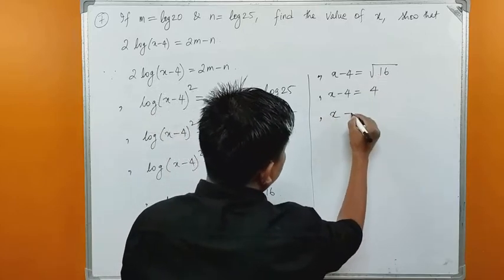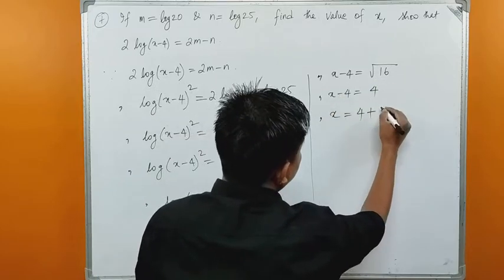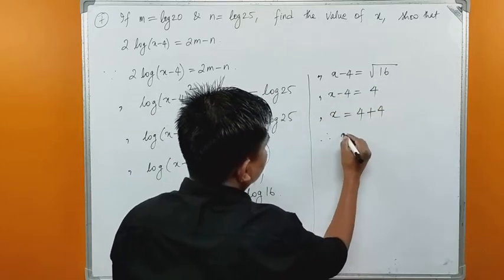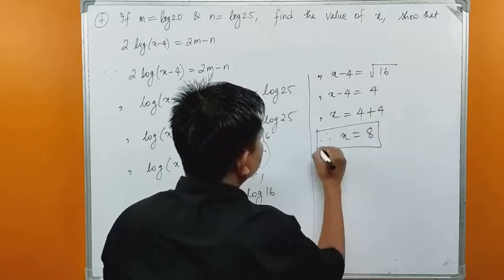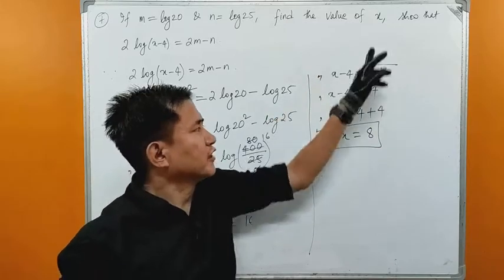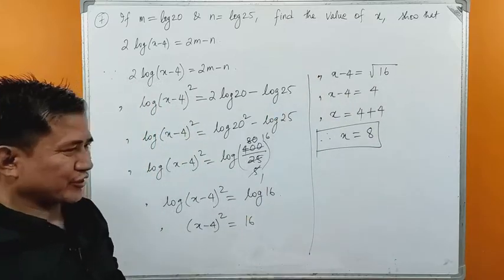So x equals, this 4 is already in the right hand side, so let us take this minus 4 to the right hand side, becomes plus 4. Therefore x equals 4 plus 4 is 8. So we were asked to find the value of x, and the value of x is 8, okay? I hope you got this. Now let us move on to the next question.